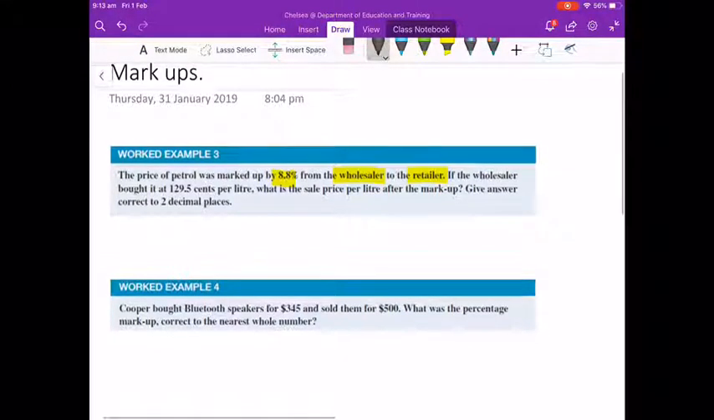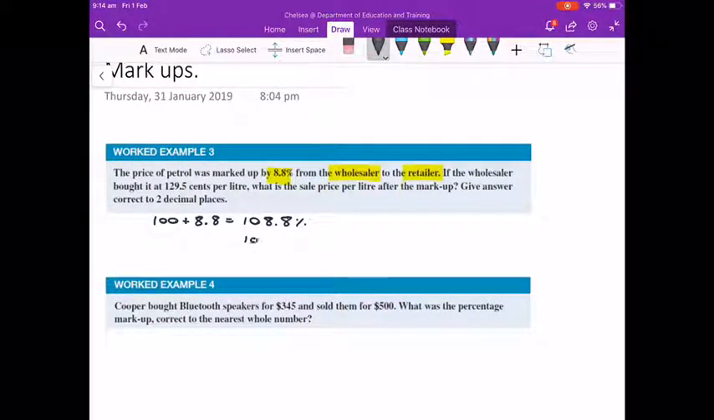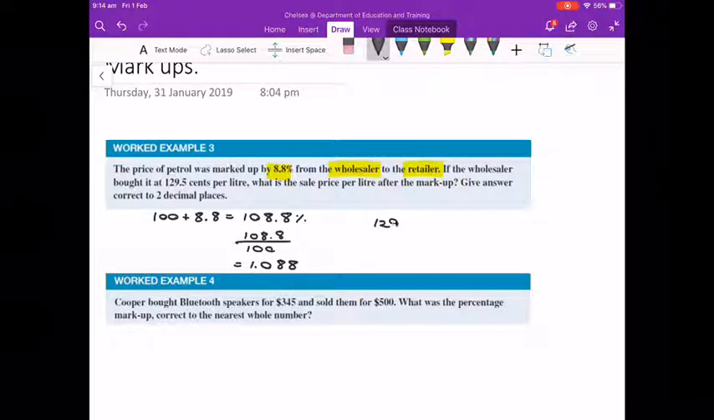So we have an increase here, and it's increasing by 8.8%. Remember that 100% is what the petrol already was. To convert that to a decimal, we divide it by 100. And that gives us 1.088. Once you have that figure, you multiply it by the original price.